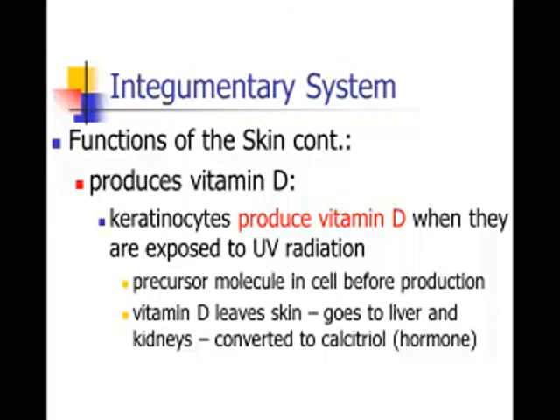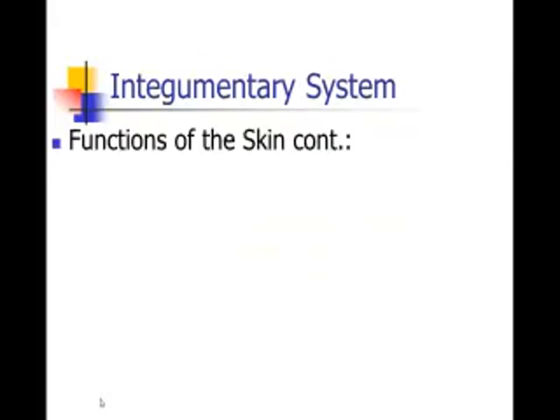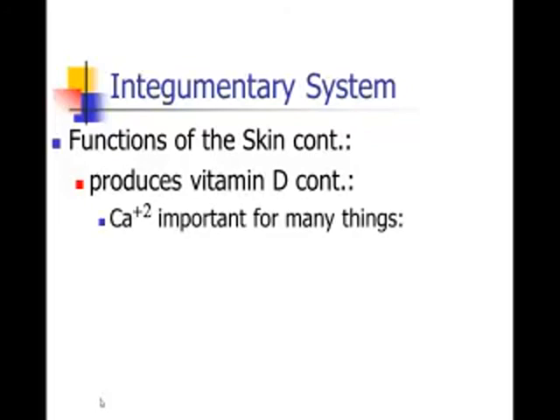Calcitriol is a hormone that's very important for calcium absorption from your gastrointestinal tract. Once you have the calcium and phosphorus in your body, the calcitriol is important for metabolizing that calcium and phosphorus. Calcium and phosphorus are the primary materials that make up your bone matrix, the hydroxyapatite. We'll be talking about the bones in the next PowerPoint.